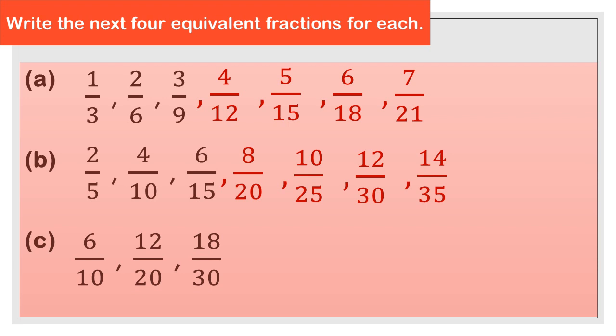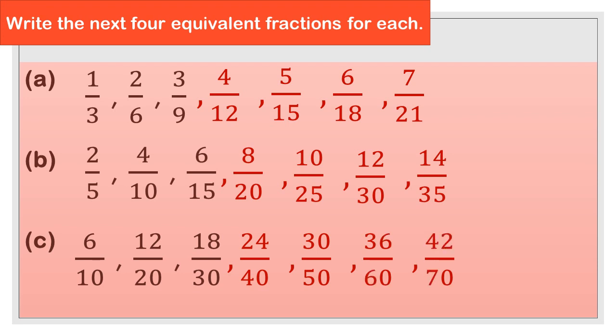Now look in the denominator. We have 10, 20 and 30. Which multiplication table is in the denominator? Yes, table of 10. So the next four numbers are 10 4s are 40, 10 5s are 50, 10 6s are 60 and 10 7s are 70. So the next four equivalent fractions are 24 upon 40, 30 upon 50, 36 upon 60 and 42 upon 70.